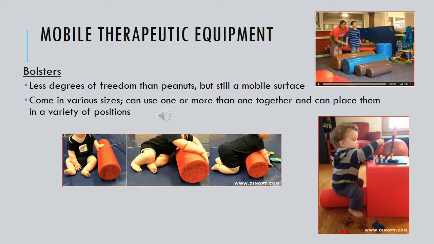Bolsters are still mobile pieces of therapeutic equipment, but they do have less degrees of freedom when compared to the peanuts and the physio balls. Bolsters come in a variety of different sizes that are based on their diameter. Bolsters can be made out of a dense foam, which is the majority of what we have in lab, but they can also be made out of styrofoam. You would pick a bolster depending on the task in which you wanted to do and the size of your patient, and then select an appropriate diameter bolster.